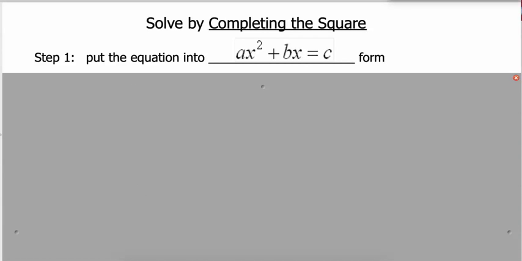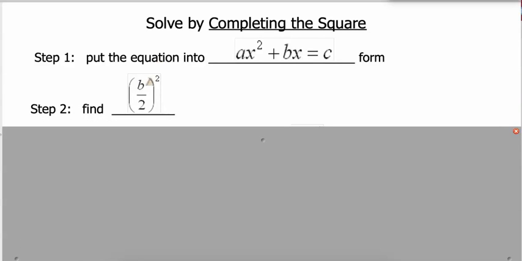When we solve a quadratic equation by completing the square, we first need to put the equation into ax squared plus bx equals c form. Very important that you write down all these steps. We're going to move the constant to the other side, and we're going to have the quadratic term plus the linear term equals the constant.